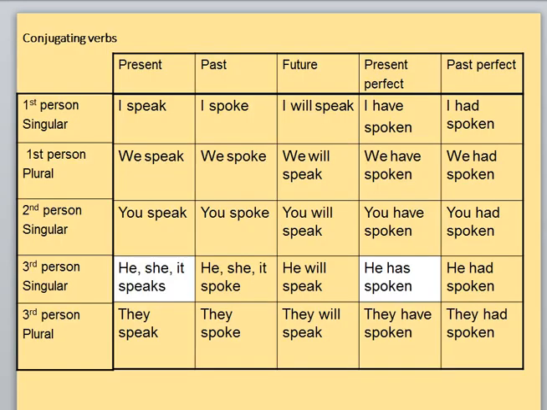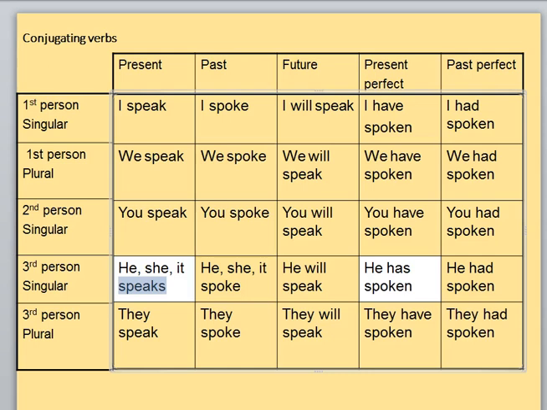Usually English only changes in the third person singular position, like when we add S to walk, when we say he walks. Otherwise, to walk is unchanged. I walk, we walk, you walk, they walk. But she or he or it walks with an S on it.